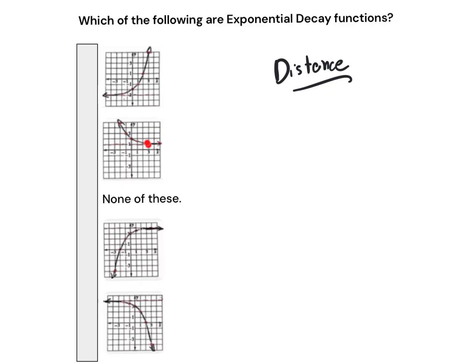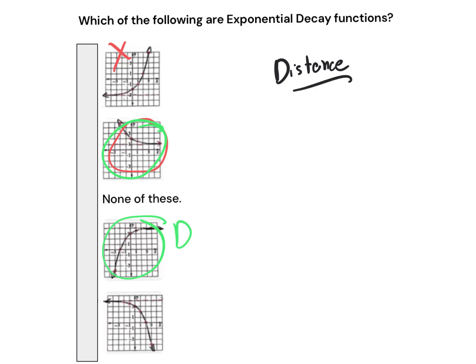It's getting closer and closer and closer. So this is a decay function right here. Actually, I should do that in green. That's a decay. This was growth, so don't pick that one. This guy, from left to right, the distance from the graph to the asymptote, that's a pretty big distance. From left to right, what's happening? The distance is decaying. So this is a decay function as well.